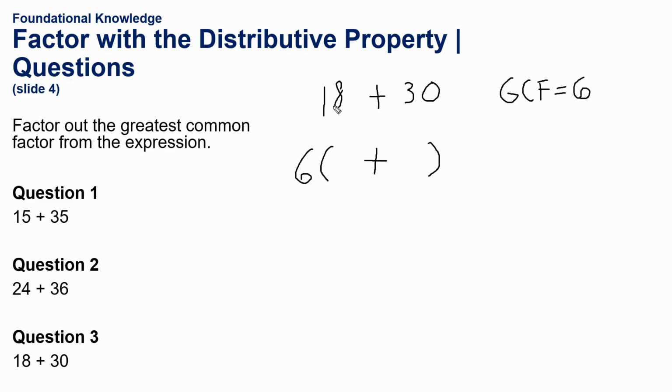And then we can do 18 divided by 6 to get 3. That's the first number within the parentheses. And 30 divided by 6 to get to 5. That's the second number in the parentheses. So we have now factored out the greatest common factor, and our parentheses now reads as 6 parentheses 3 plus 5 here. And we are finished with factoring out whole number greatest common factors.